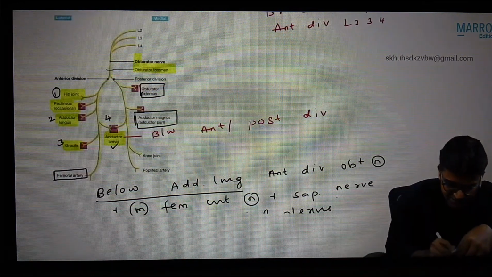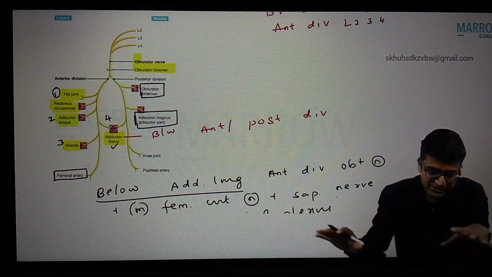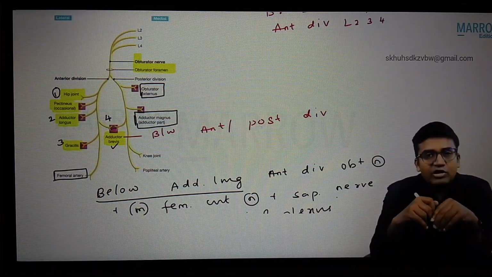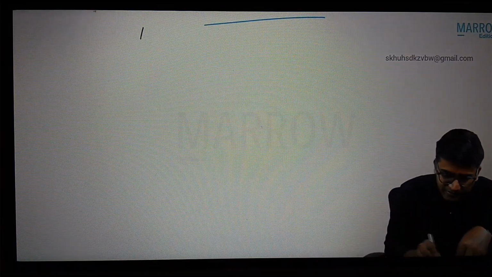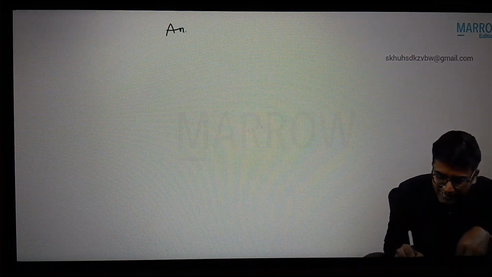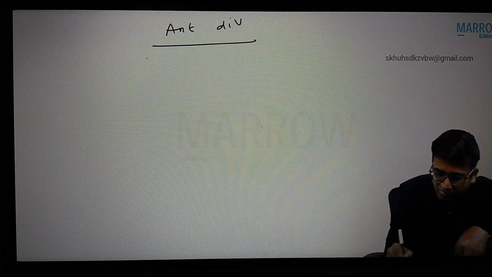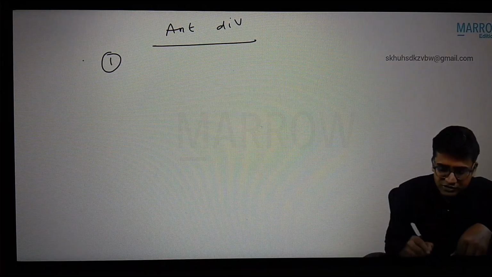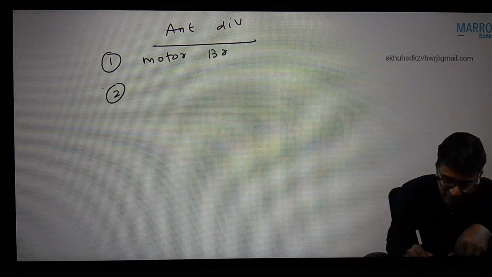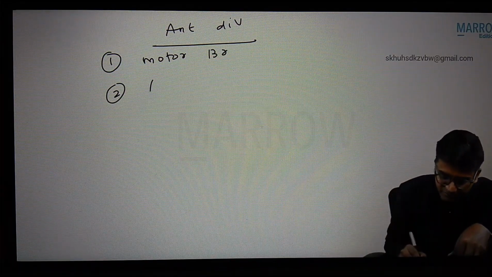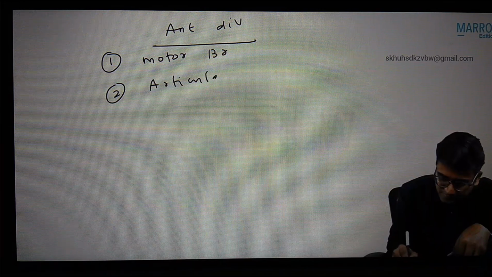Okay, yes. So these are the points you have to remember for the obturator nerve. Now we are going to summarize the information for the obturator nerve. The anterior division of the obturator nerve gives a branch to muscles. It gives a motor branch. It also gives a branch to the hip joint, so an articular branch.